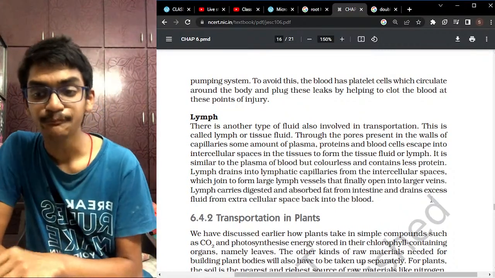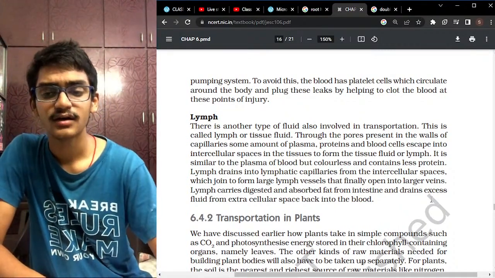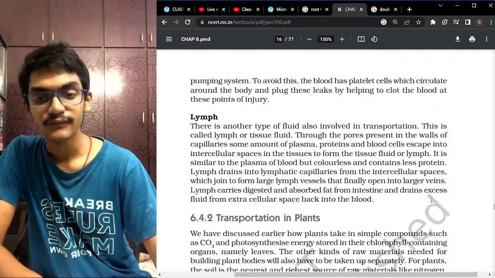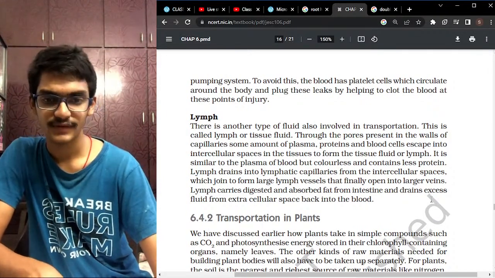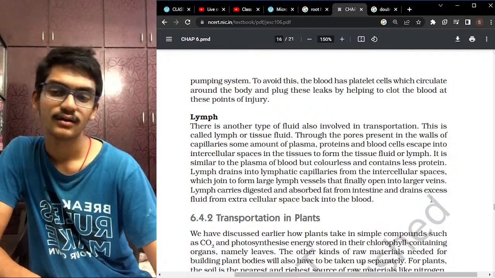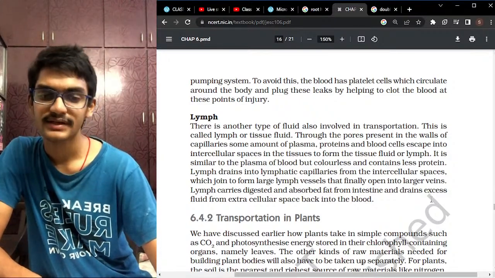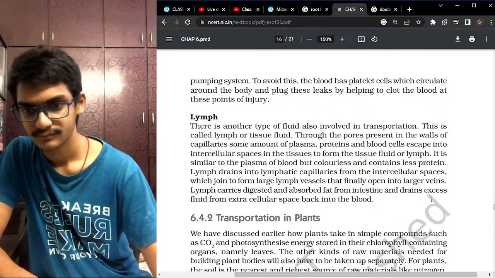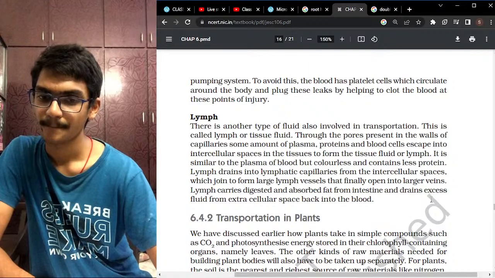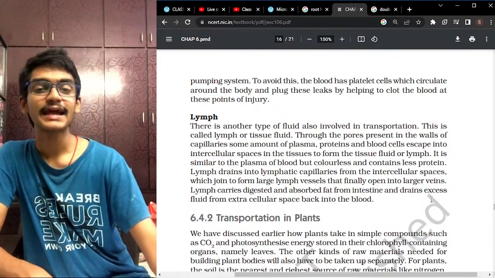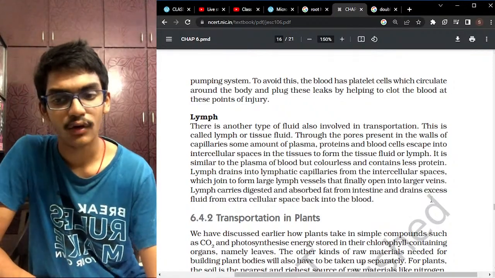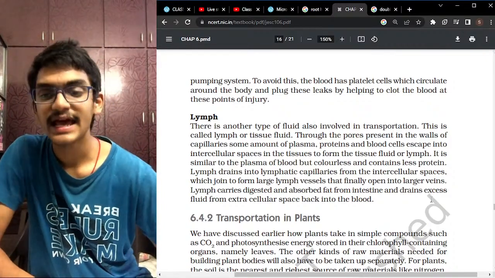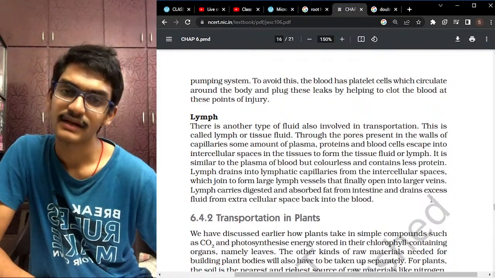Lymph will drain into the lymphatic capillaries from the intercellular spaces, which will join to form larger lymph vessels that finally open up into the large veins. Lymph carries digested and absorbed fat from the intestine, and drains excess fluid from the extracellular spaces back into our blood.